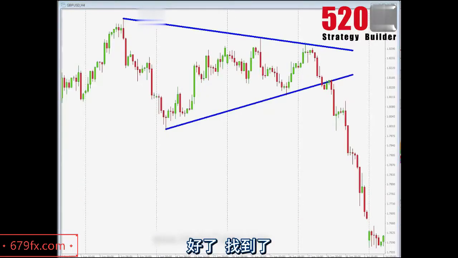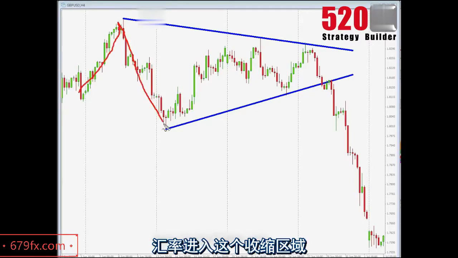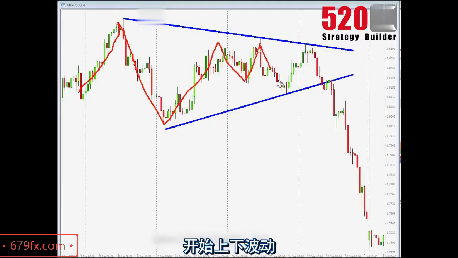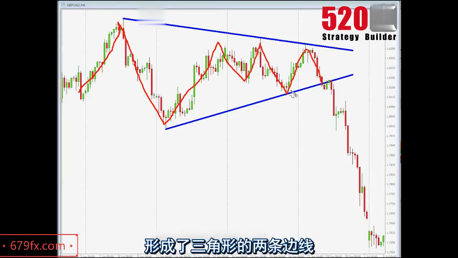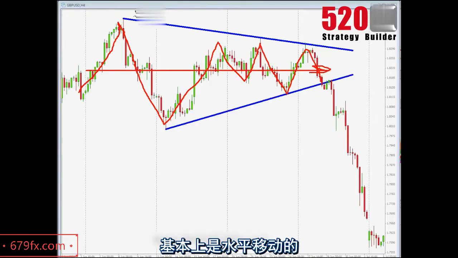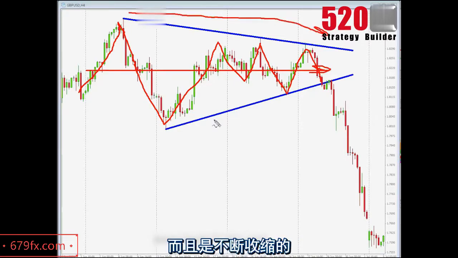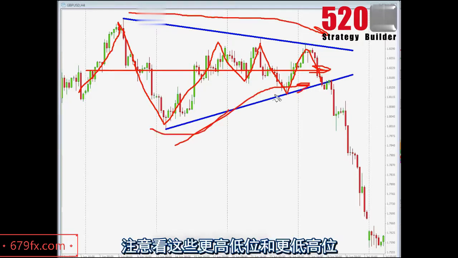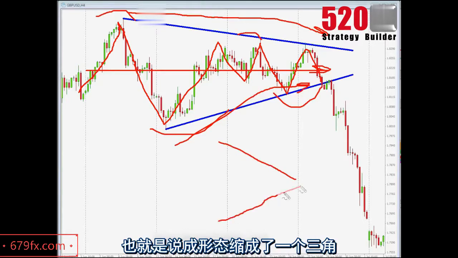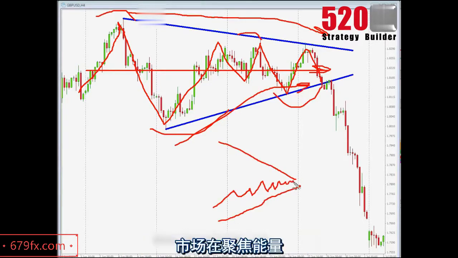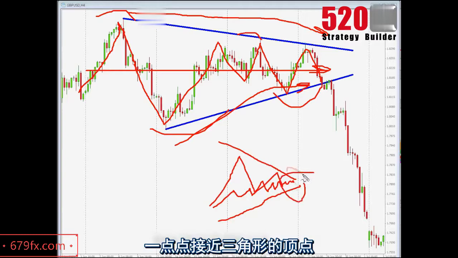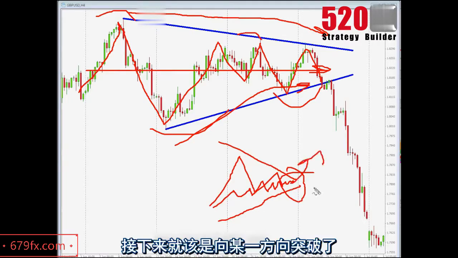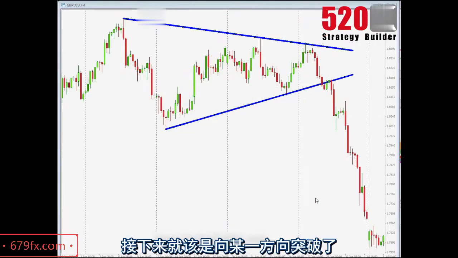Okay, so as I was saying, price clearly gets into this consolidation area, bounces up and down within the triangle boundaries, basically moving sideways, as you can see, but also tightening in, okay, with higher lows and lower highs. That means that it's squeezing in within the triangle, gathering momentum until it closes in the vortex area, and from there, it's bound to break to one of the sides.